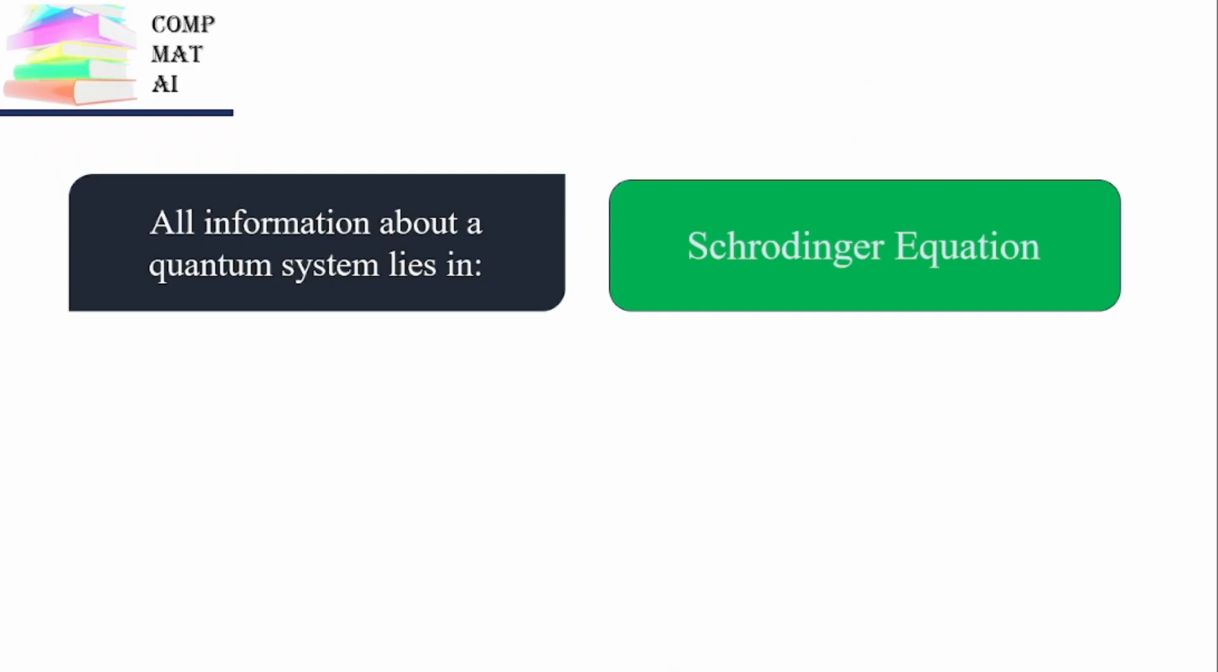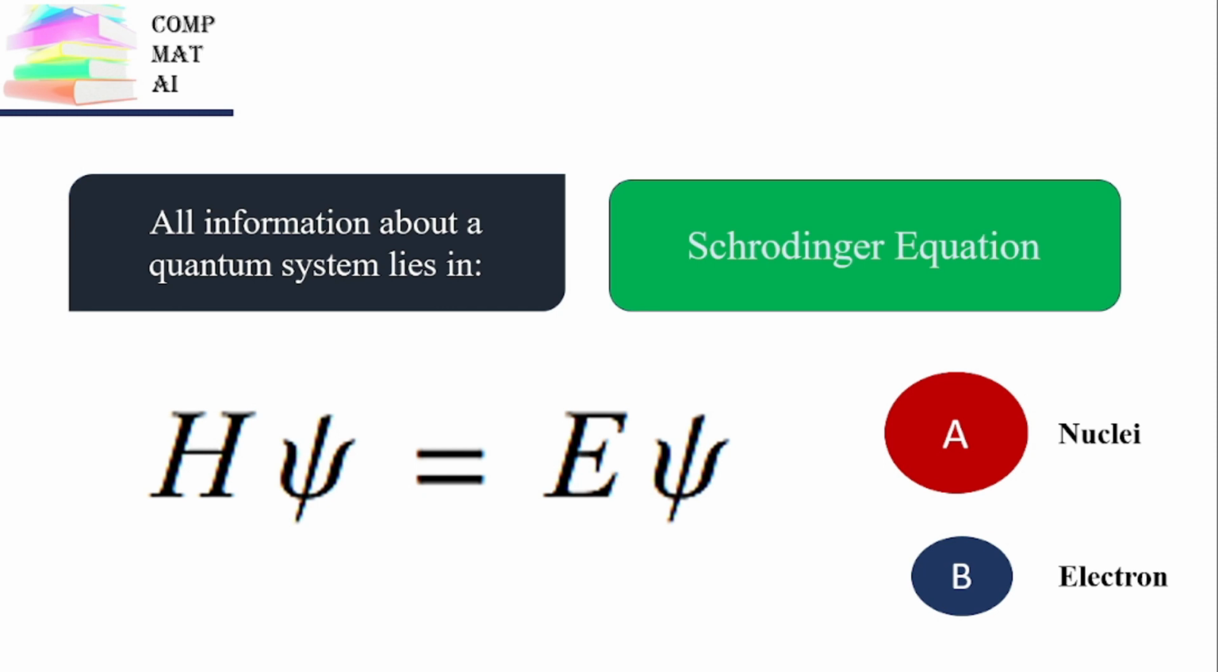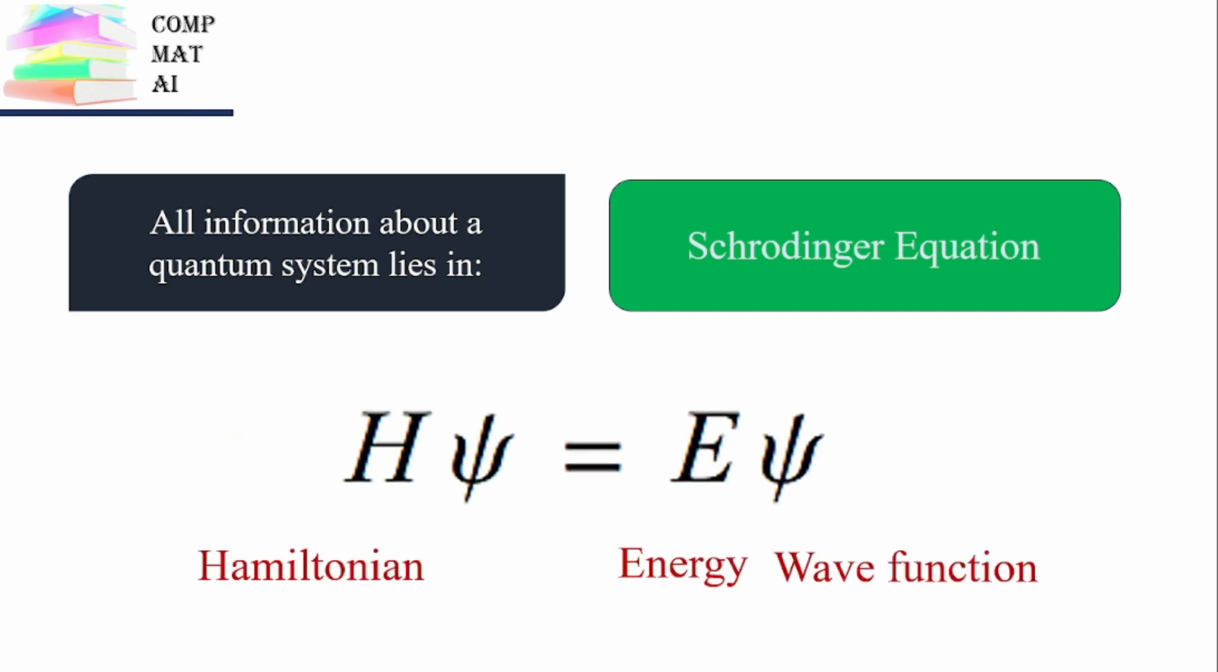The Schrödinger equation encapsulates all pertinent information about a quantum system. It serves as a comprehensive descriptor of the behavior of a solid. The ability to solve the Schrödinger equation empowers us with the means to ascertain all relevant details concerning the solid. In the context of our study, solids are comprised of nuclei that are positively charged particles and electrons that are negatively charged particles. The main components of Schrödinger equation are Hamiltonian, energy, and the wave function. I will explain each term one by one.